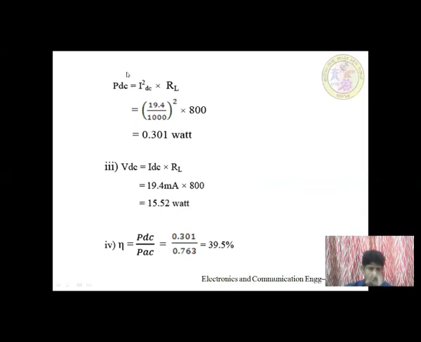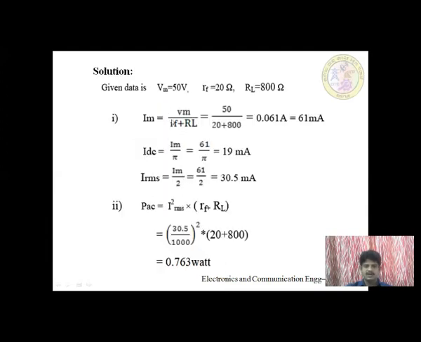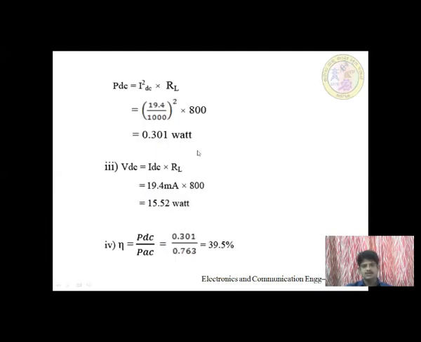Next we are going to calculate the DC output power. That's I square DC into RL. It is given in milliamps, so IDC is 19 milliamps. It is taken as 19.4 by 1000 because it is in milliamps, square, into 800. When you simplify this, you will get 0.301 watts. So this is about the PAC and PDC.